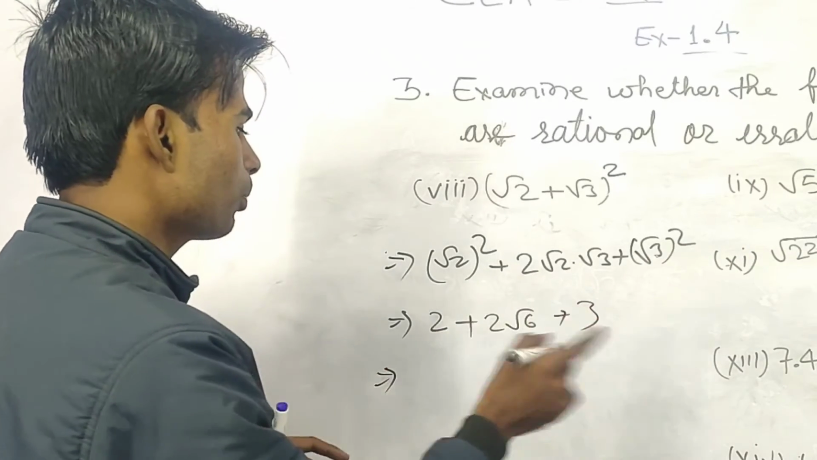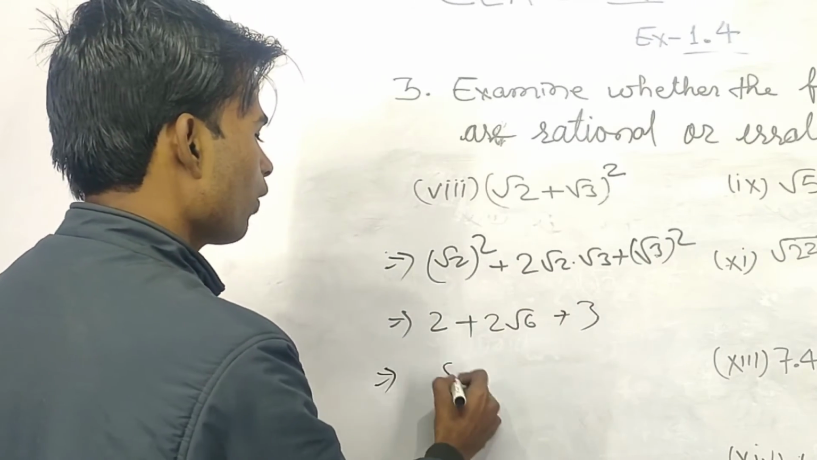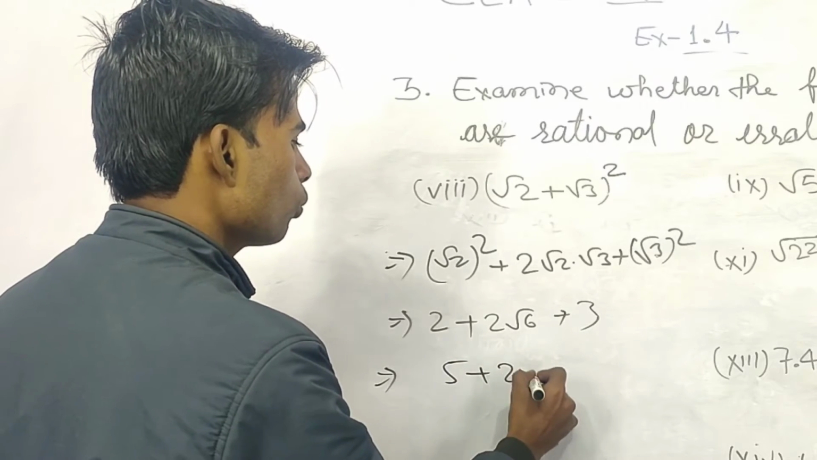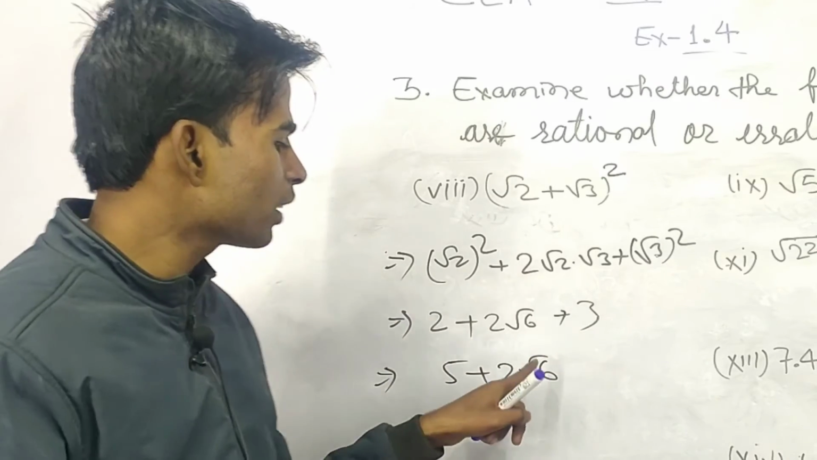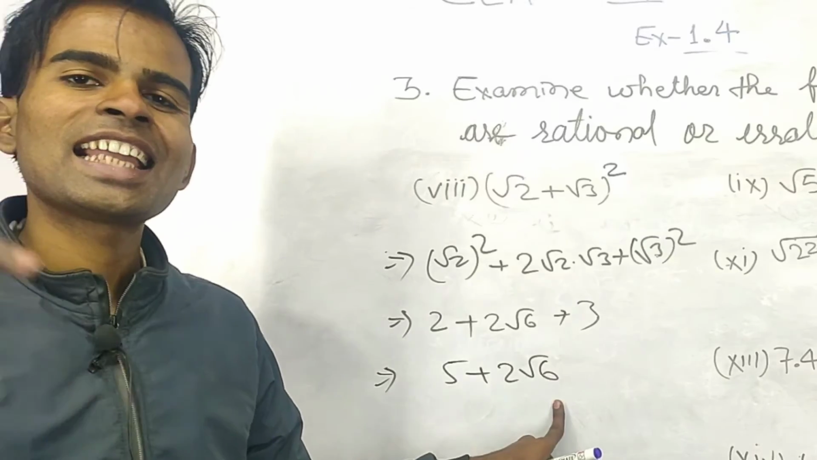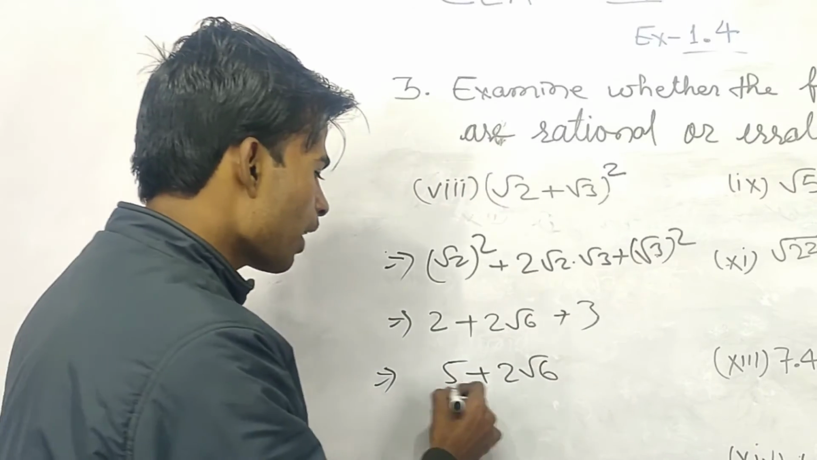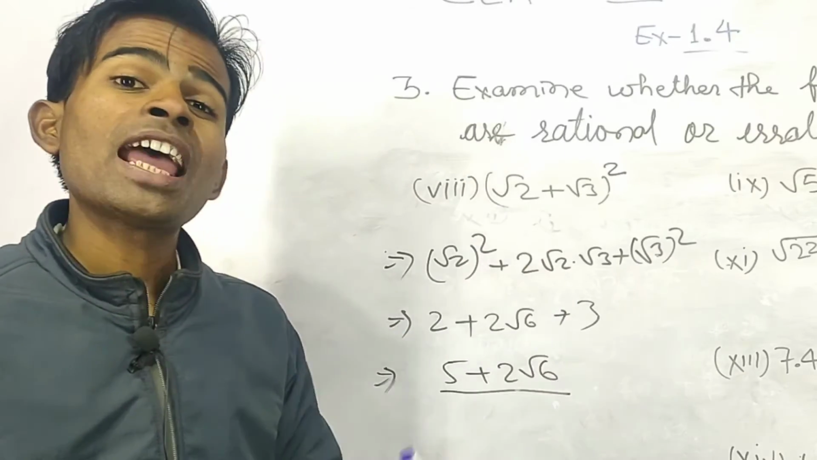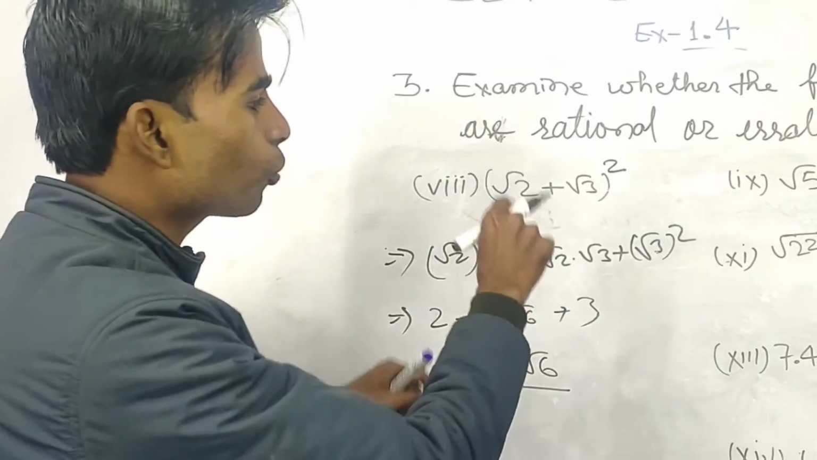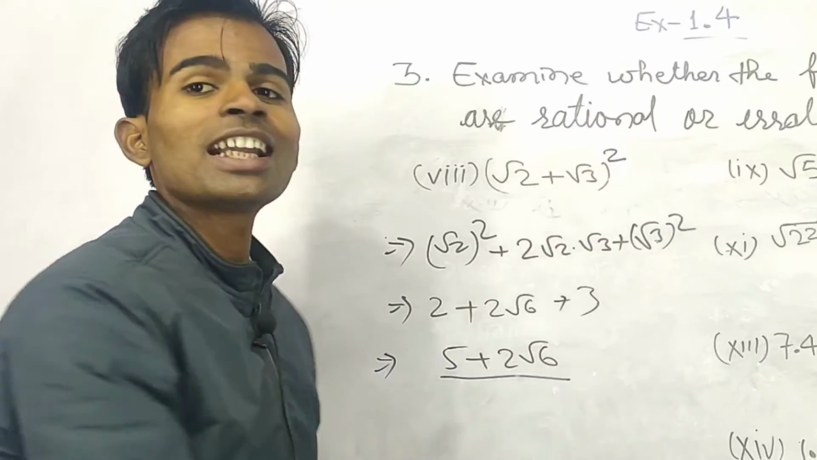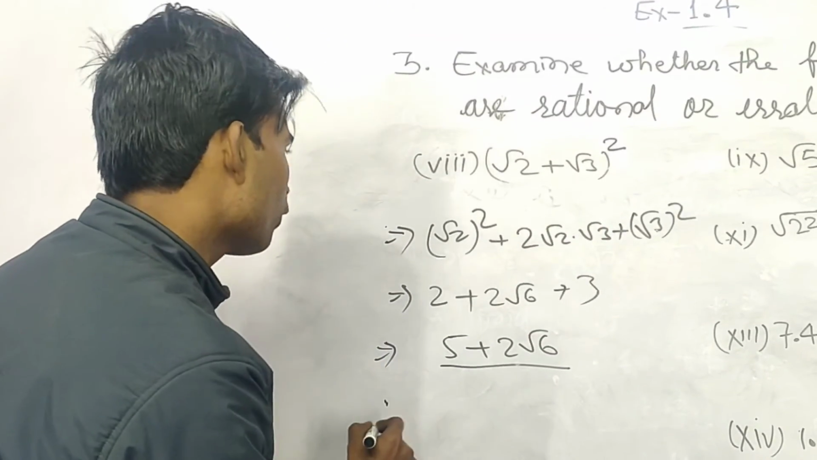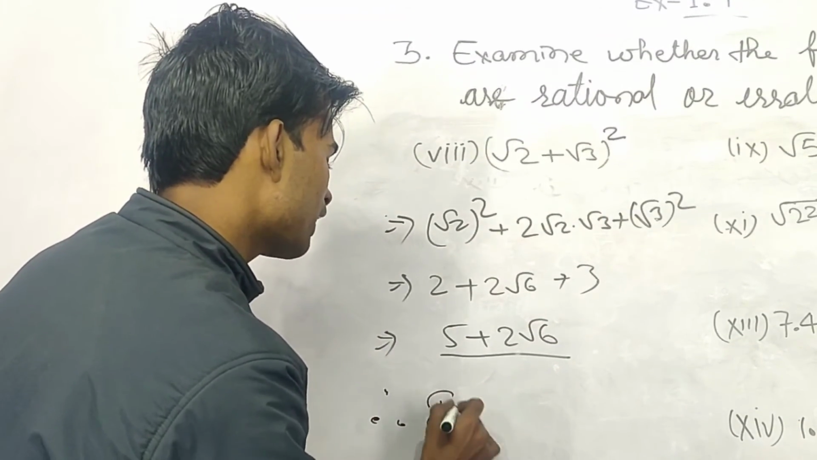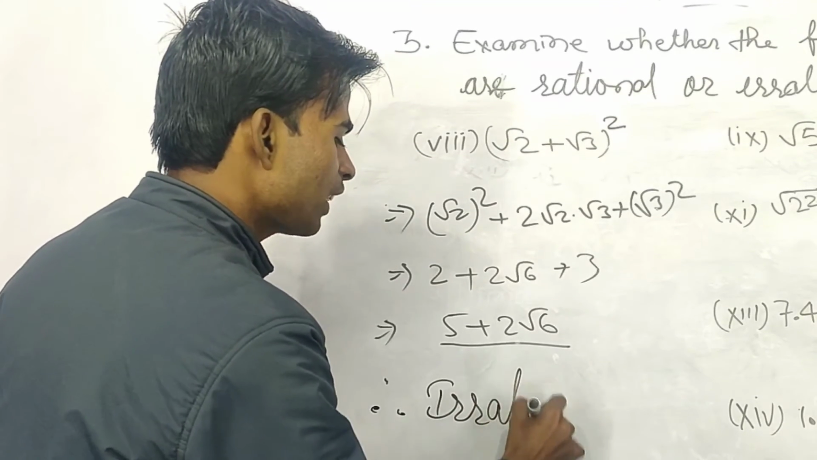Now just simplify it. 2 plus 3, 5, plus 2 root 6. We know that 2 root 6 is an irrational number. That's why 5 plus 2 root 6 is an irrational number, and that's why (root 2 plus root 3) whole square is an irrational number. Therefore it is irrational.